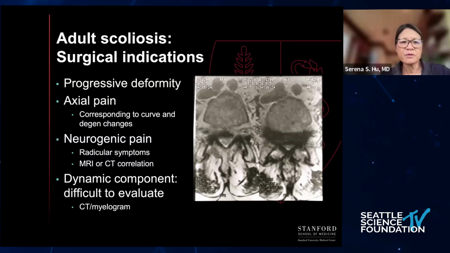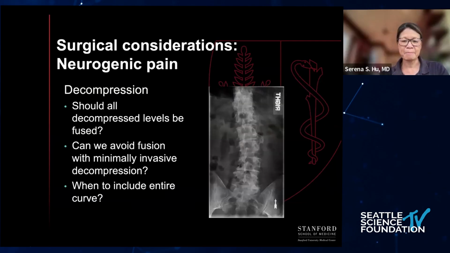So I think we all know that for adult scoliosis, the surgical indications would include progressive deformity, axial pain that corresponds to their curve and degenerative changes, neuropathic pain, such as radicular symptoms that correlate with their MRI or CT. And then there's also the dynamic component, which can be difficult to assess, but sometimes a CT myelogram is helpful for this.